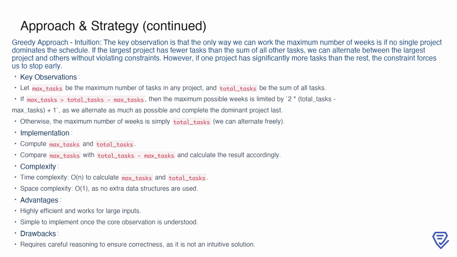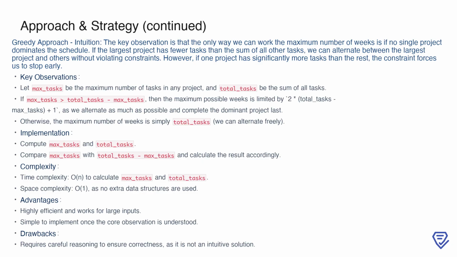The idea here is that we can maximize the number of weeks worked if no single project dominates the schedule. Here's how it works: if the largest project has fewer tasks than the sum of all other tasks combined, we can alternate between the largest project and others freely without violating constraints. However, if one project has significantly more tasks, the rules force us to stop earlier because we cannot work on the same project in consecutive weeks.